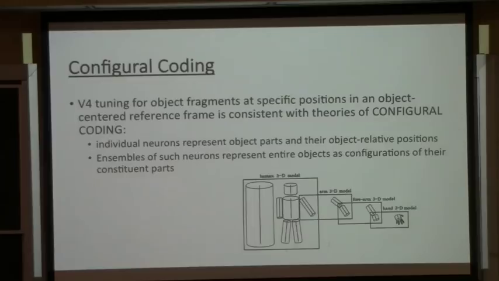And then we take a brief intermission from V4 just to talk about configural coding, because this is where it starts to come into play. Configural coding is when individual neurons represent object parts and their object-relative positions, so ensembles of such neurons can represent entire objects. He shows this diagram as a sample of this concept. Configural coding is a theory, and we'll talk about another theory later that he explains relative to faces. So those are the two big theories you should know.